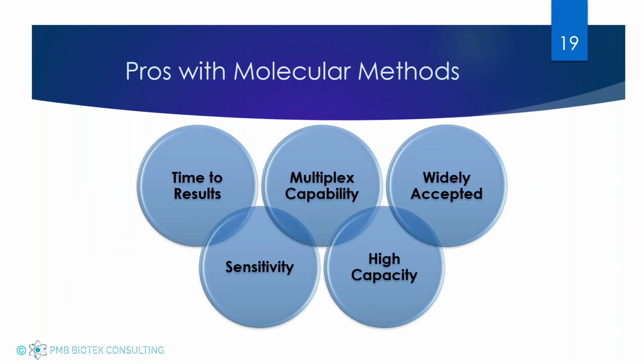So why do we love molecular methods in general? Well, one, time to result. We're looking at 18 to 24 hours of enrichment for bacterial methods. Some fungal methods have gotten down to 24 hours, but most are in the 40 to 48 hour range. But it's pretty rapid turnaround compared to anywhere from 5 to 7 days that are needed for cultural methods.